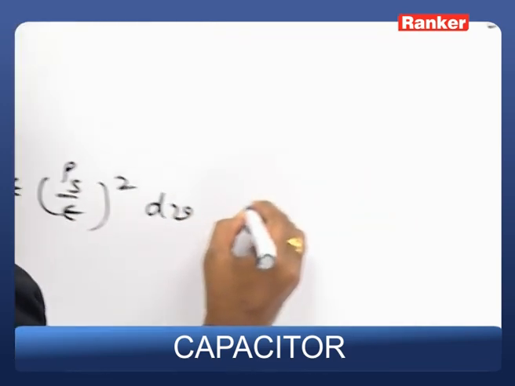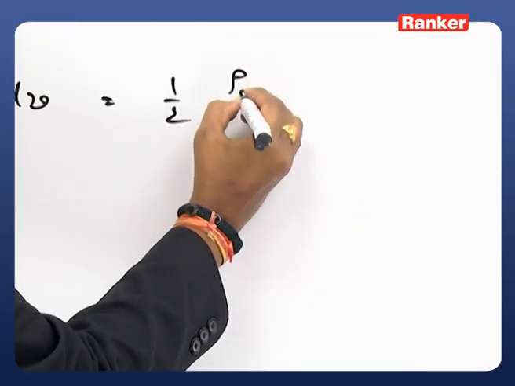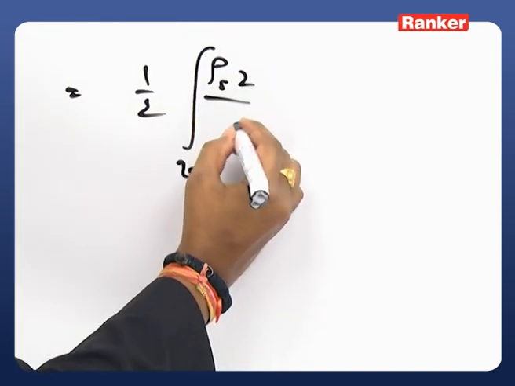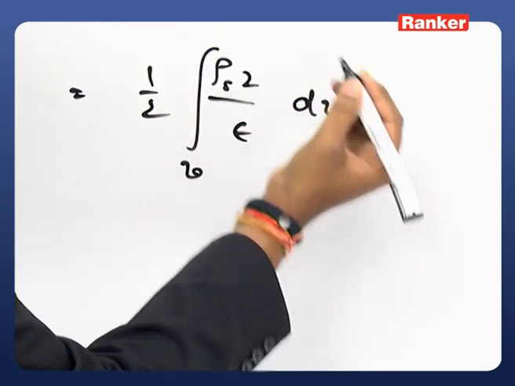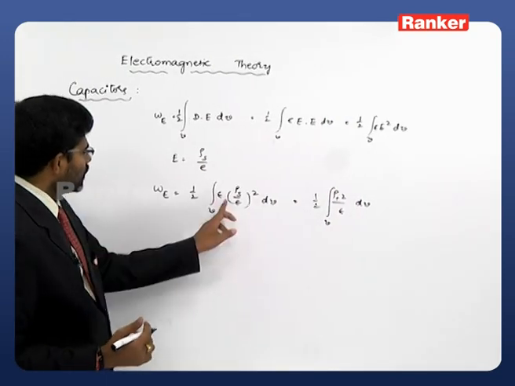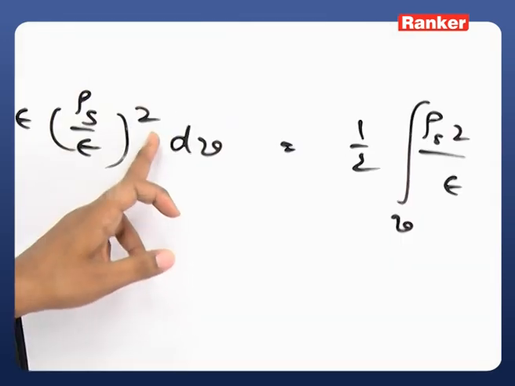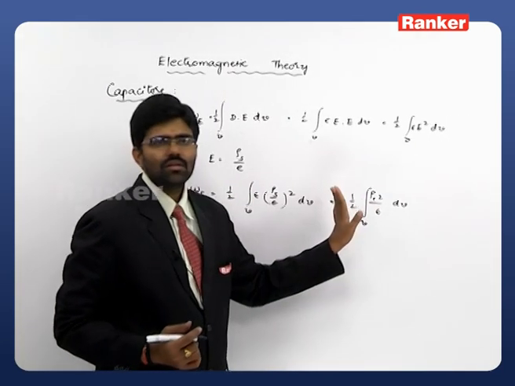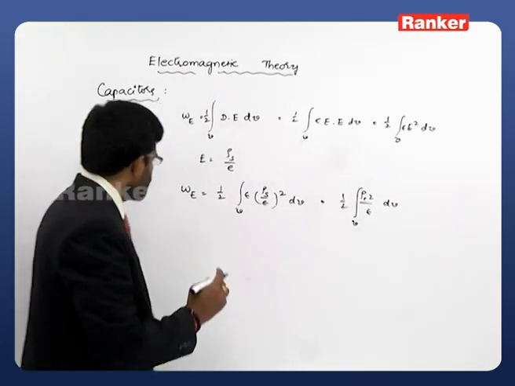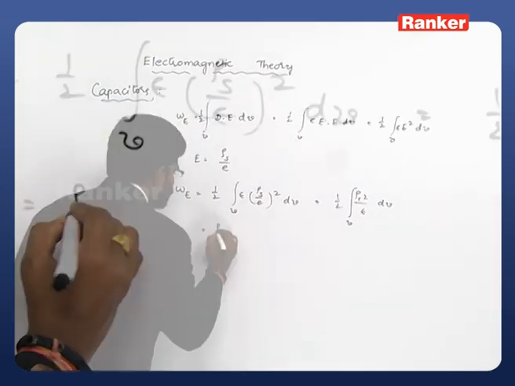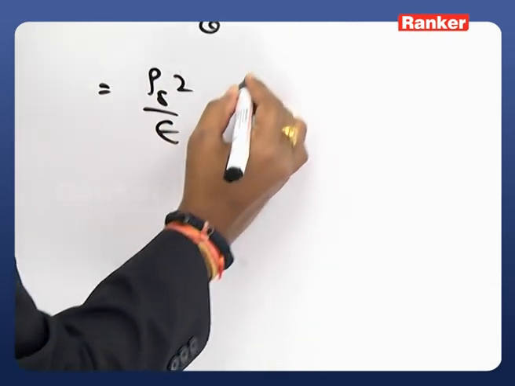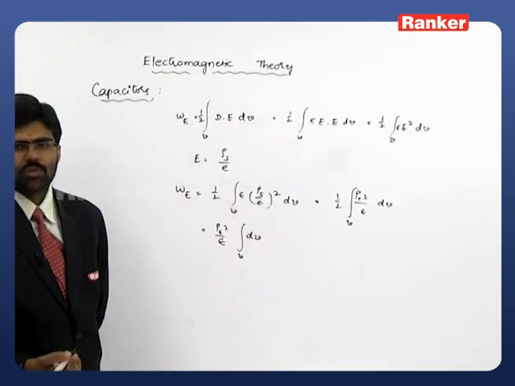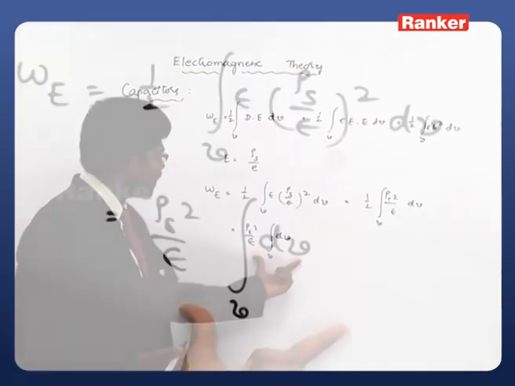So which is equal to 1 by 2 volume integral of rho s square by epsilon dV. That is what we have. The epsilon square and epsilon will partly cancel, and this is our dV, right? So which is equal to 1 by 2 rho s square by epsilon times the volume integral of dV. That is what we have. Now what is this volume integral of dV?